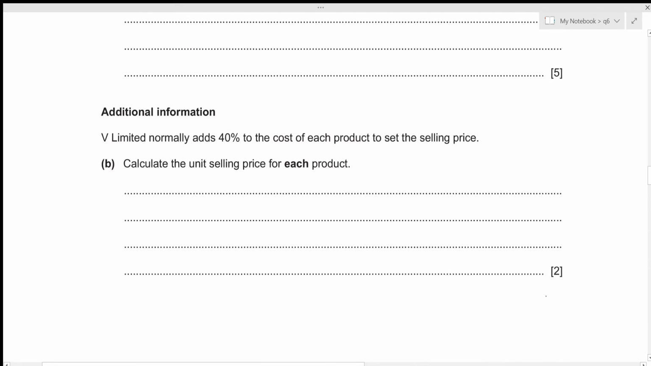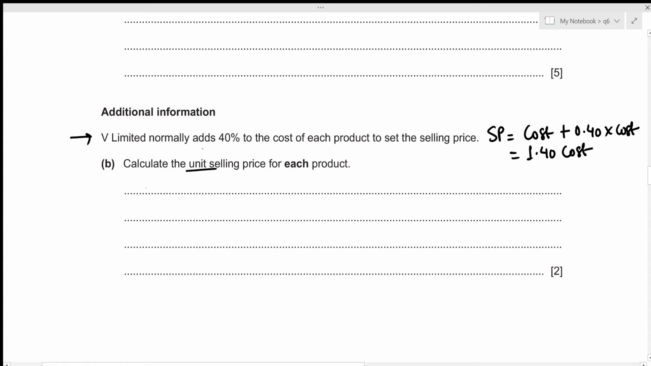We are given additional information. V Limited normally adds 40% to the cost of each product to set the selling price. So this just means that selling price will be cost plus the 40% of cost. So we can write it down as 0.40 times cost. This means that the selling price will be 1 cost plus 0.40 cost, which we can write down as 1.40 cost.